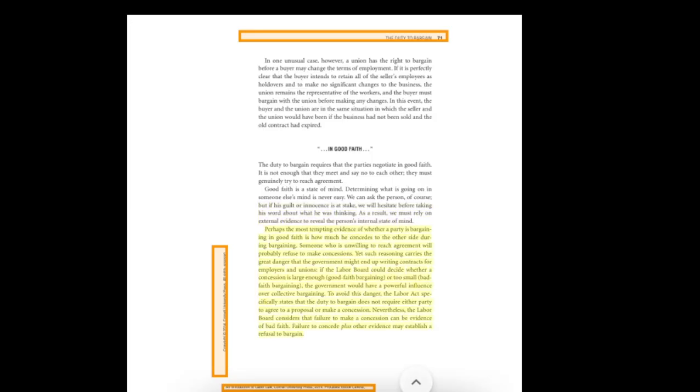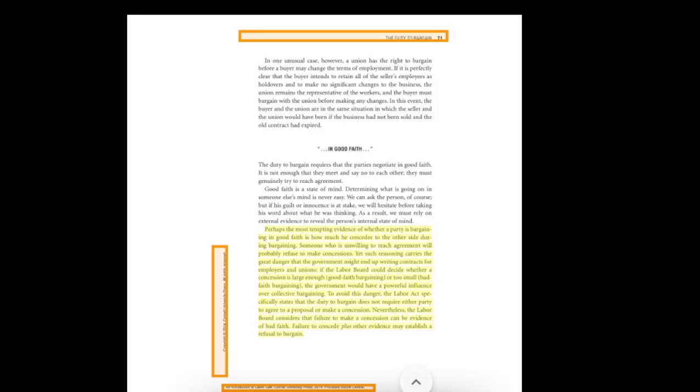Perhaps the most tempting evidence of whether a party is bargaining in good faith is how much he concedes to the other side during bargaining. Someone who is unwilling to reach agreement will probably refuse to make concessions. Yet such reasoning carries the great danger that the government might end up writing contracts for employers and unions. If the labor board could decide whether a concession is large enough (good faith bargaining) or too small (bad faith bargaining), the government would have a powerful influence over collective bargaining.